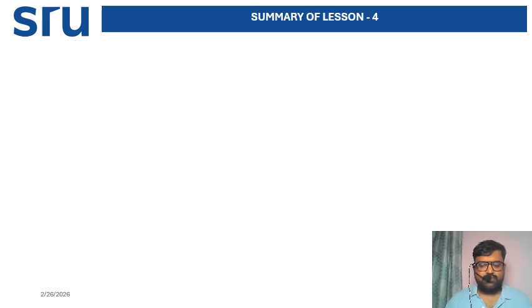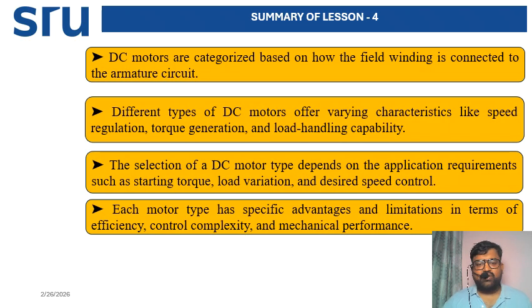Okay, now conclude your lectures. Concluding the lectures, whatever we understood today, we will summarize. That DC motors are categorized based on how the field winding is connected to the armature circuit. First, remember how the field winding is connected to the armature, in parallel or in series, or the field and armature are connected and another series resistance is added in case of compound. That depends upon the field winding connections.